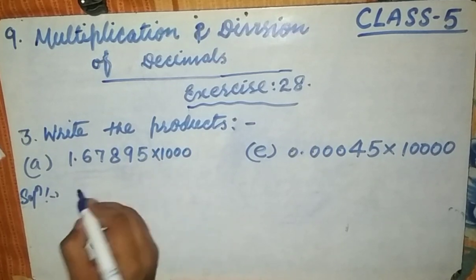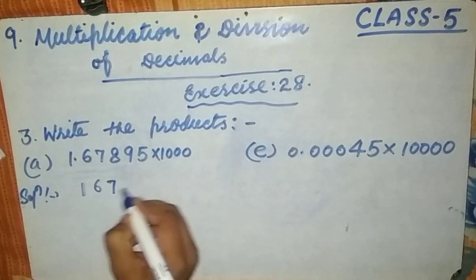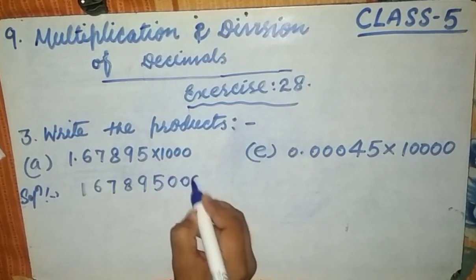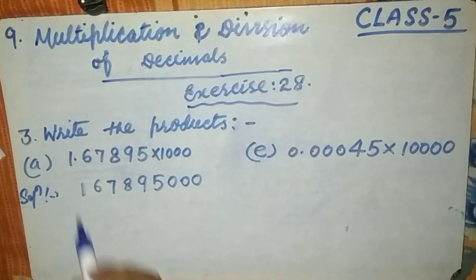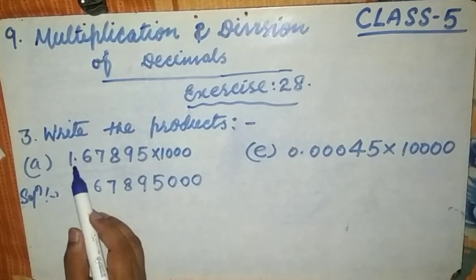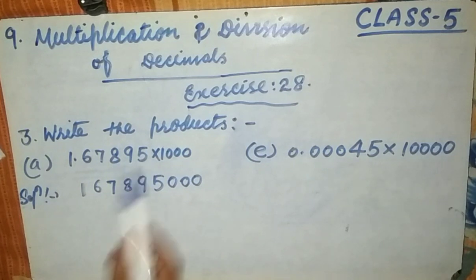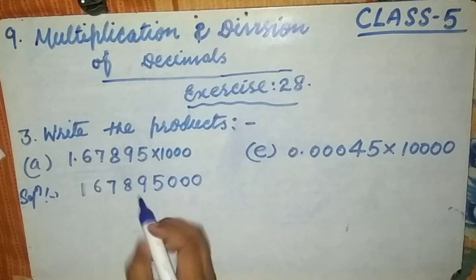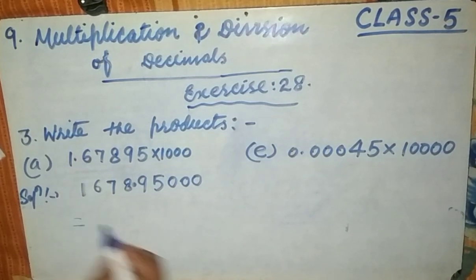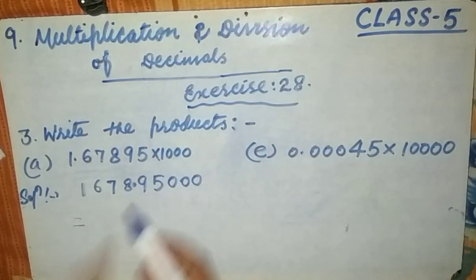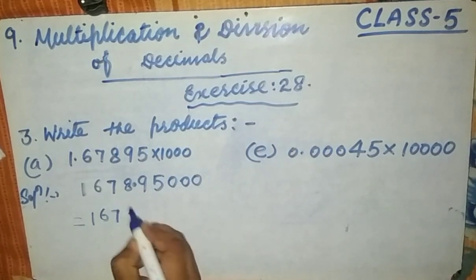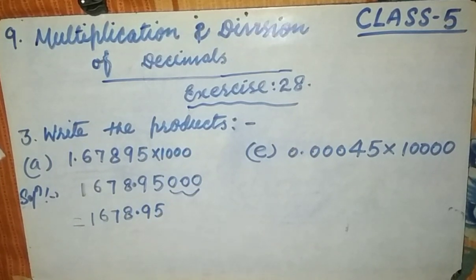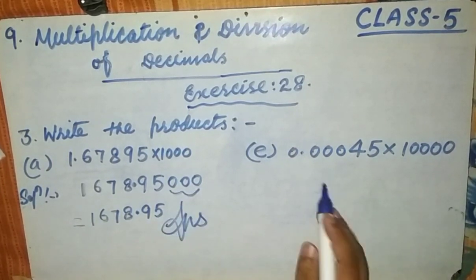167,895, 1 times is as it is, 167,895. Now how many zeros? 3 times 0. Here place 3 times 0. This is multiplied. Now count how many digits after decimal. After decimal there are 1, 2, 3, 4, 5 digits. Now we have to count here from right hand side 5 digits, 1, 2, 3, 4, 5, and place the decimal where the counting of 5 ends. Then write 1678 decimal 95, and we can remove this trash 0. Okay, this is the answer.